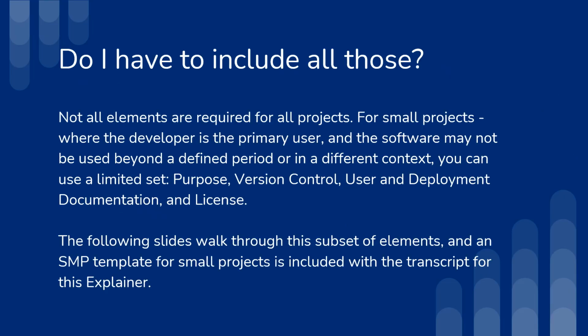Do I have to include all of those? Not all elements are required for all projects. For small projects, where the developer is the primary user and the software may not be used beyond a defined period or in a different context, you can use a limited set, including purpose, version control, user and deployment documentation, and license. The following slides will walk through this subset of elements, and an SMP template for small projects is included with the transcript for this explainer.